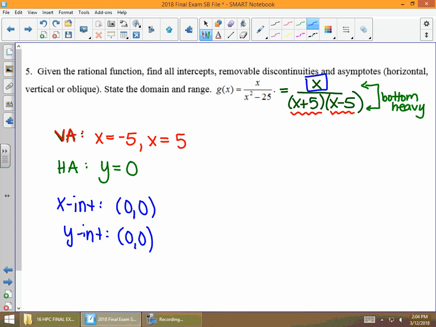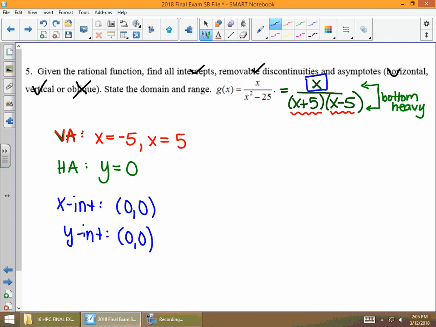All right, so I'm going to check off what we have so far. Intercepts. No removable discontinuities on this one, since we don't have anything cancelable. We have horizontal and vertical asymptotes. No oblique. Remember, oblique asymptotes only occur instead of a horizontal. Oblique is kind of a special kind of horizontal asymptote. The last thing we need is the domain and the range.